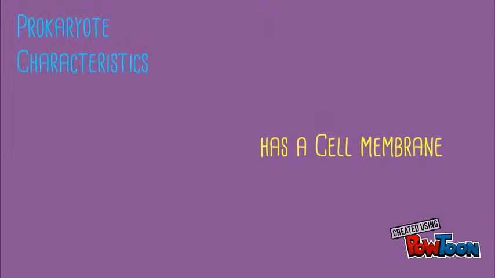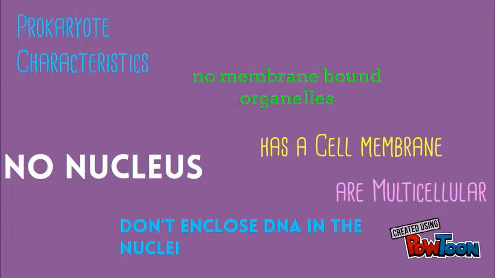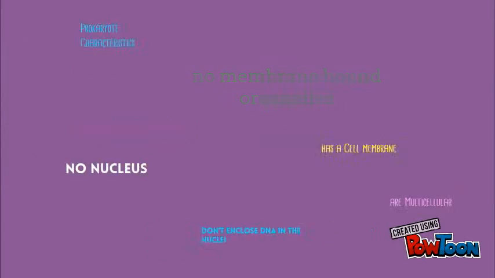Prokaryote characteristics. They have a cell membrane, are unicellular, have no nucleus, don't enclose DNA in a nucleus, and have no membrane-bound organelles. An example of a prokaryote would be bacteria!